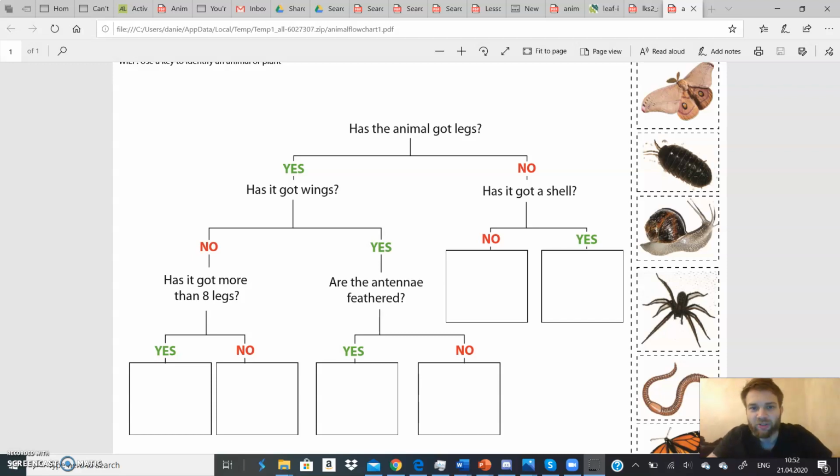Hello, year four. This is another lesson on classification of animals. This is quite an important part of our science topic, and it's perhaps not the easiest part, so that's the reason we're having a second lesson doing that.